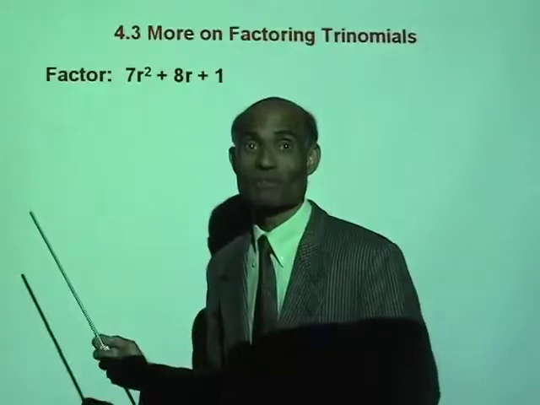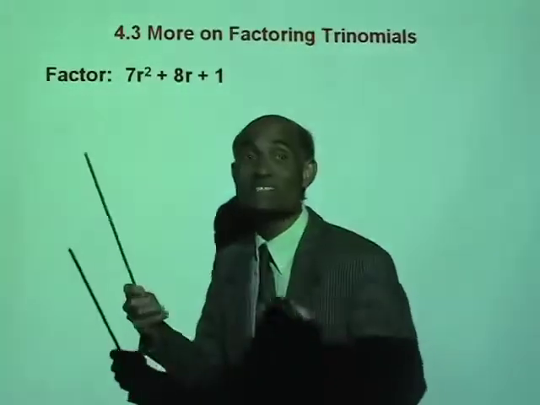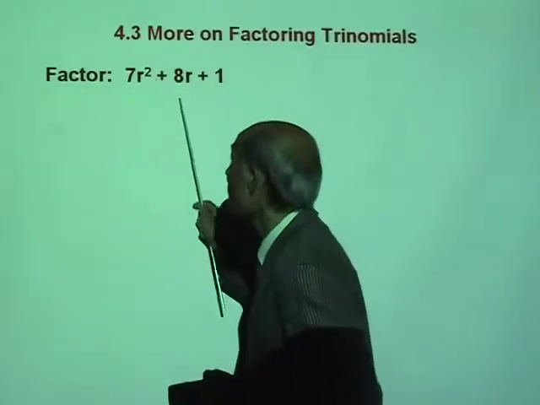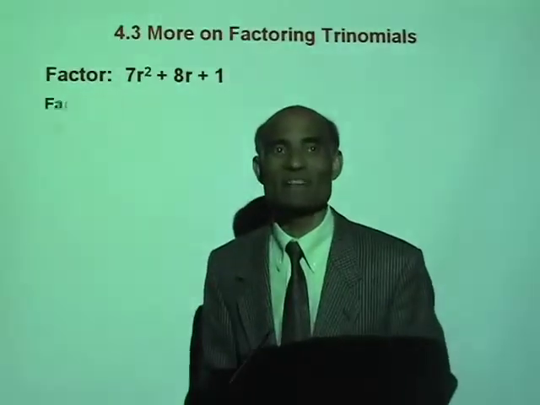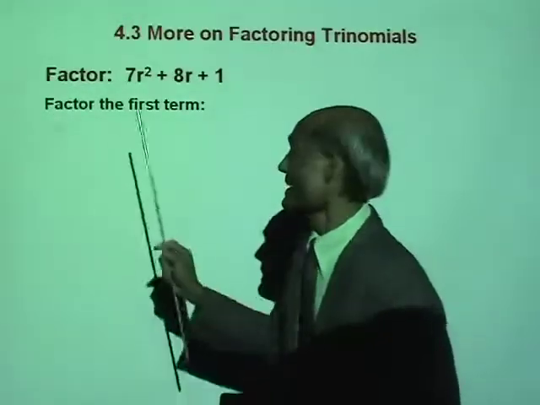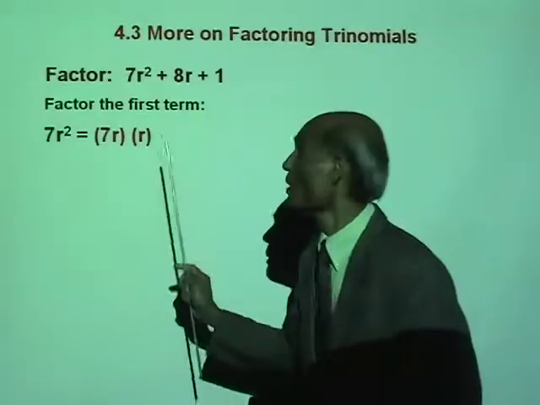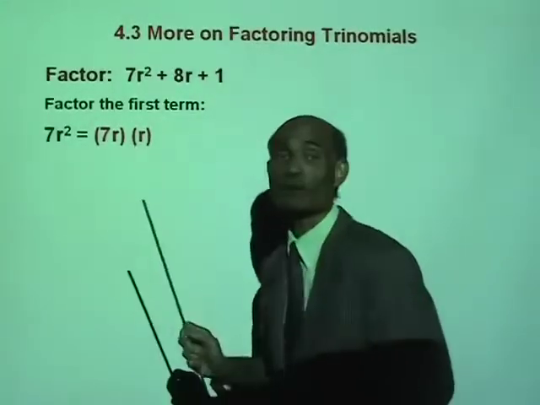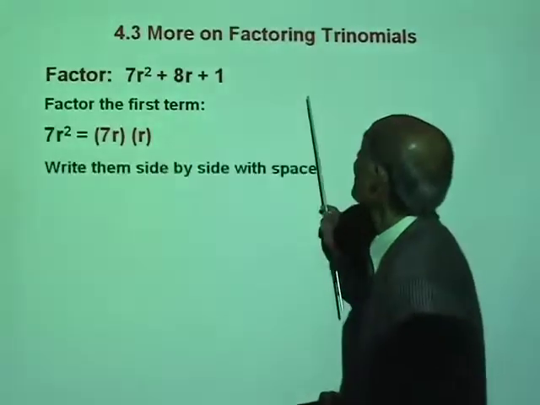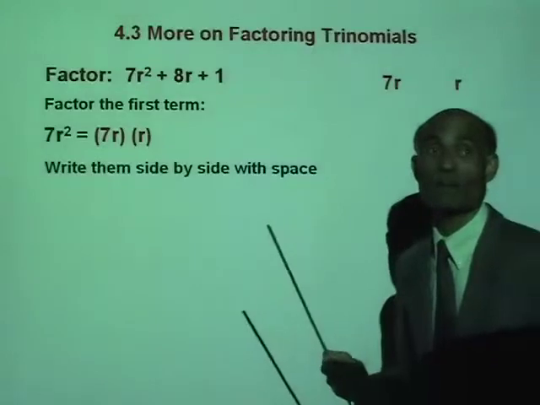This is very simple. You can see 7 plus 1 is 8. Look at the middle term. Now, why did I say 7 plus 1 equal to 8? It means the first term 7r squared will be factored as 7r times r. We will write them as usual side by side, 7r and r.